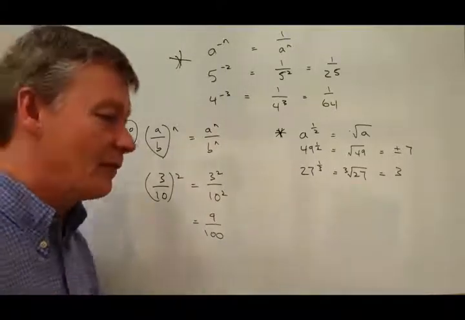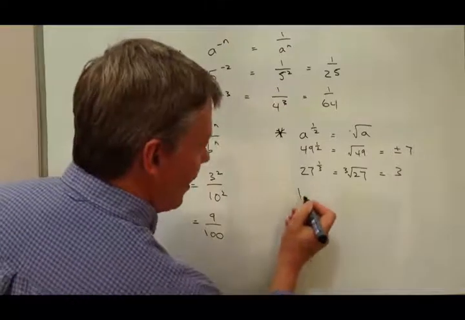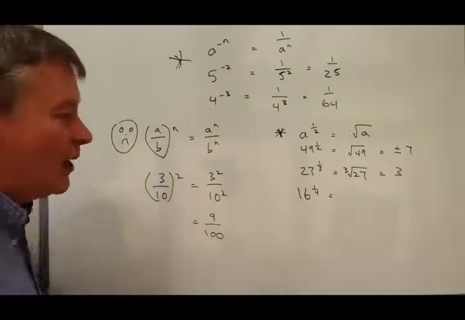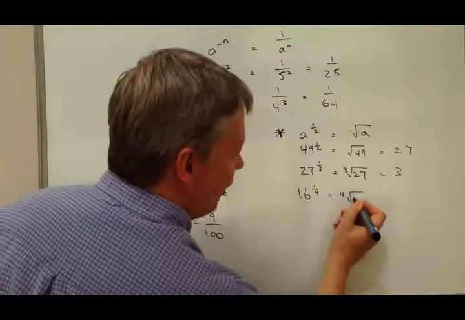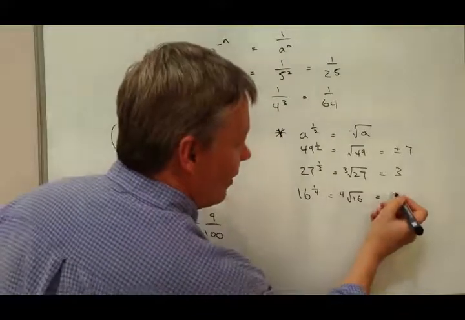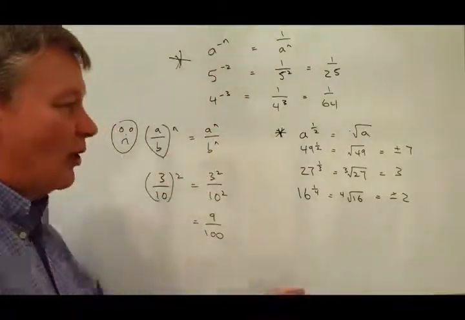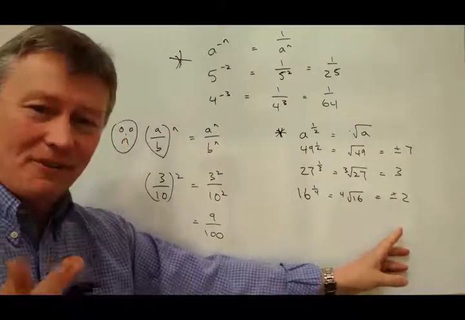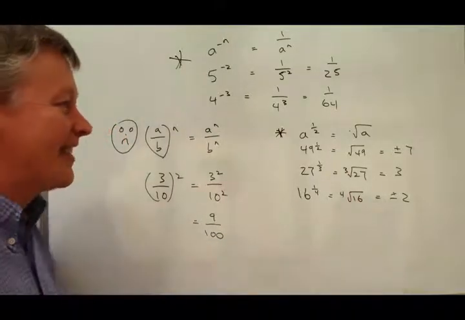Okay, so one final example, we've got 16 to the power of a quarter, which is the same as saying the 4th root of 16. Well, the 4th root of 16 is plus or minus 2, because 2 times 2 times 2 times 2 is going to be 16.